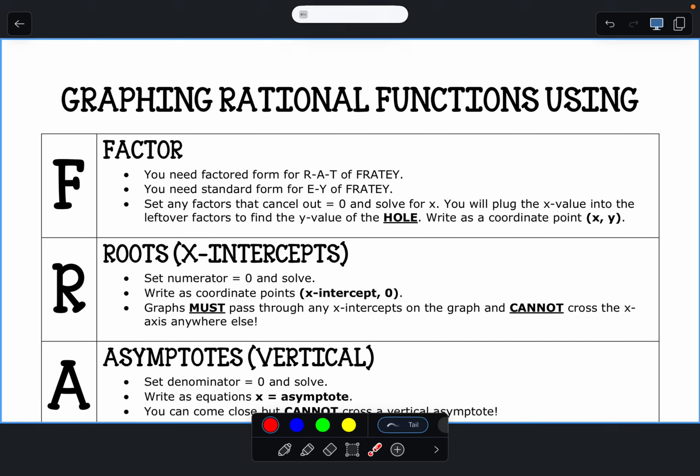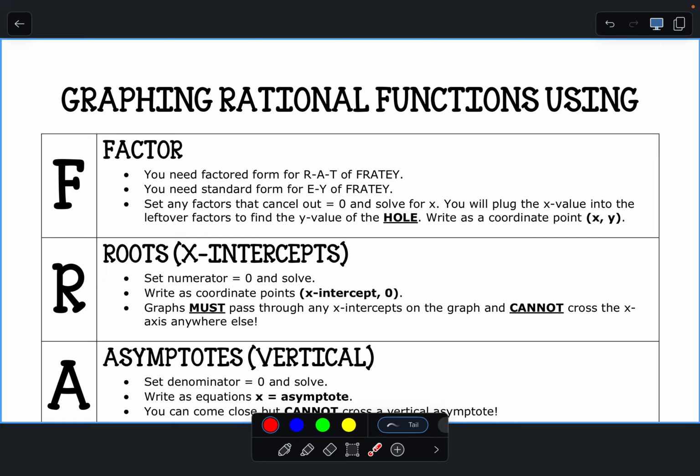One of the things that we start this off with, and the reason why we did a factoring review at the beginning of the unit, is because the first step of everything that we do for graphing rationals is to factor. So you have to be able to factor the numerator and factor the denominator, and you have to be able to do it somewhat quickly.